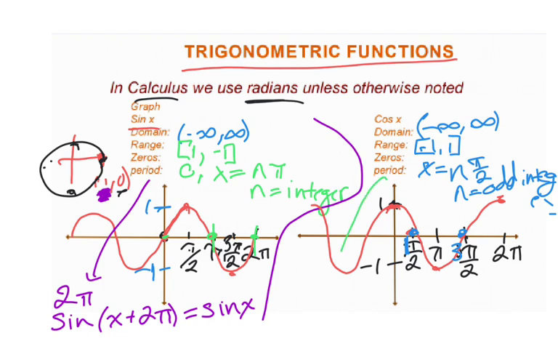And then the period, it's the same thing. It's 2 pi. And so, same thing about when you find the cosine of x plus 2 pi, it's going to be the same thing as if it were just the cosine of x.